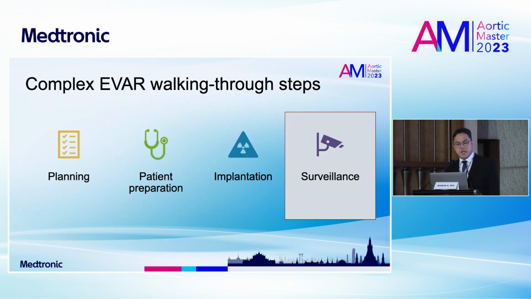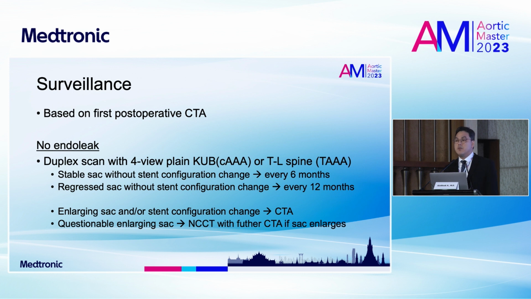And finally, for the surveillance, I think it's based on the patient's first postoperative CT. If there is no endoleak, I will follow the patient with the duplex scan and the four-view plain film KUB, or even the TL spine film, even if we repair the thoracoabdominals. If the patient has stable sac size, for sure every 6 months. If the sac regresses, it can be followed longer with 12 months.